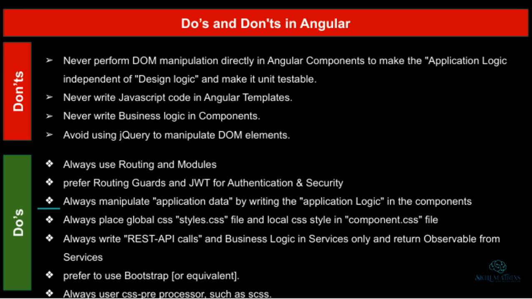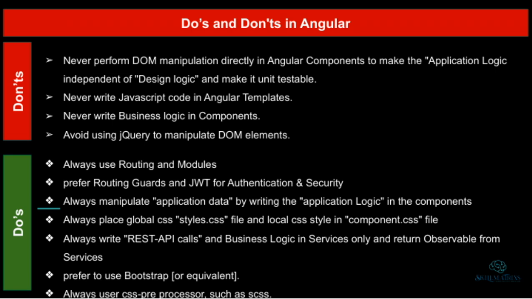For styling, always include a global styles CSS file for universal styles and local component-specific styles in their own component CSS files. To keep your styles maintainable and powerful, use a CSS preprocessor like SCSS. When designing your UI, prefer using Bootstrap or an equivalent framework to speed up development and maintain consistency. Also, always write your CSS with a preprocessor like SCSS to take advantage of variables, nesting, and mixins.